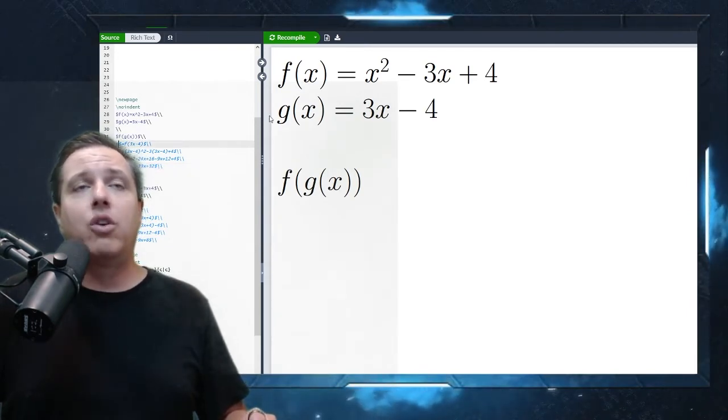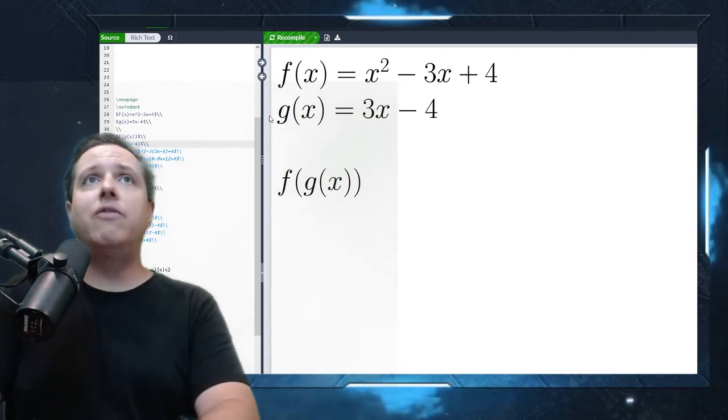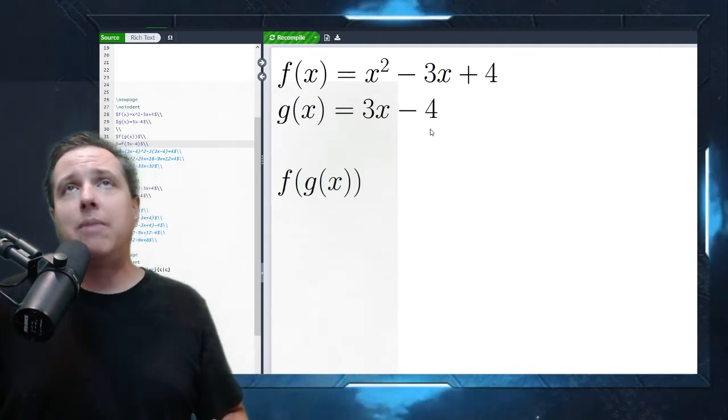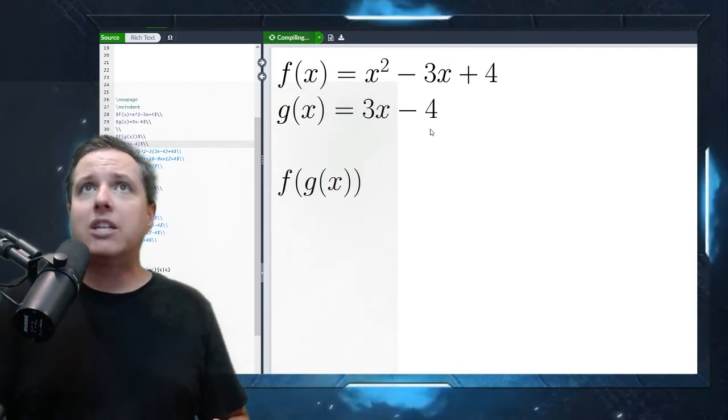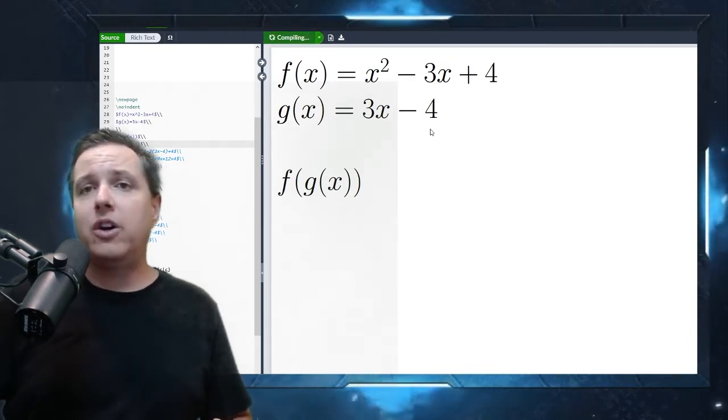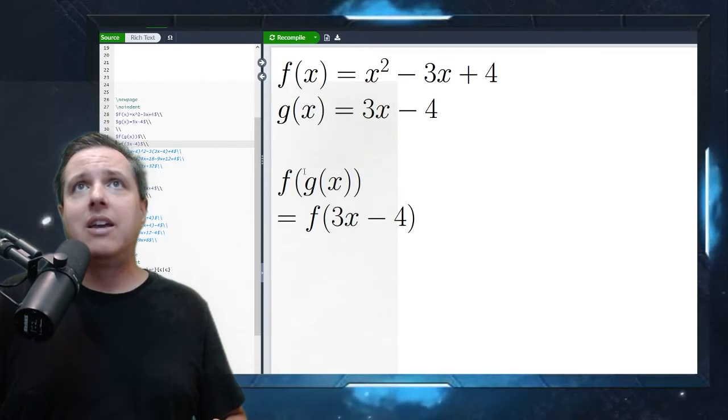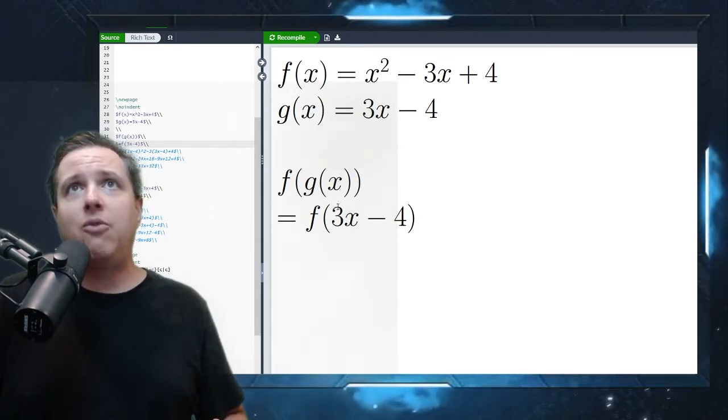Okay, so we're just going to work through what that looks like. So g of x, we can see up here, is equal to 3x minus 4. So we're going to feed 3x minus 4 into the function f, right? That's what this is saying. This g of x gets replaced with 3x minus 4. Now we're going to feed 3x minus 4 into f.